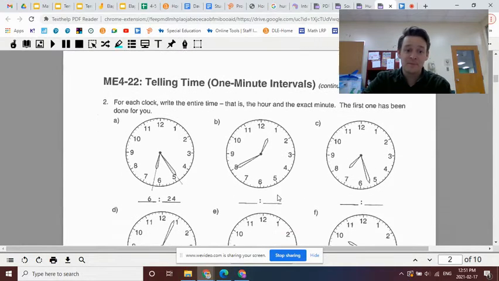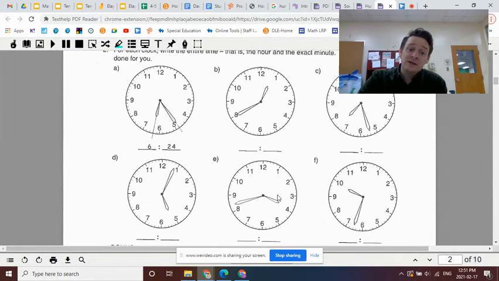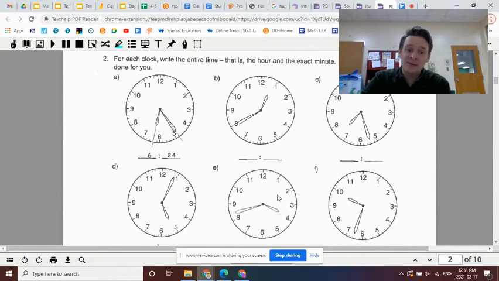Now I want you to write it digitally. So that was the other way you could write the time instead of saying how many minutes after the hour. So this first one is done for us. Let's look at the second one. We're going to look at the minute hand first, and we're going to see how many minutes after the hour it is.